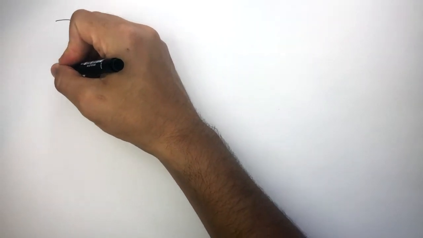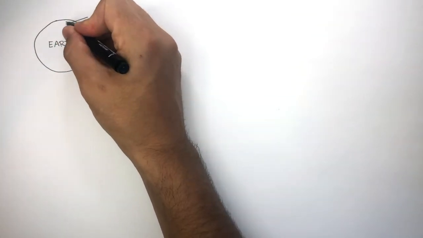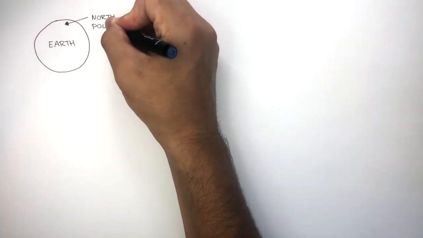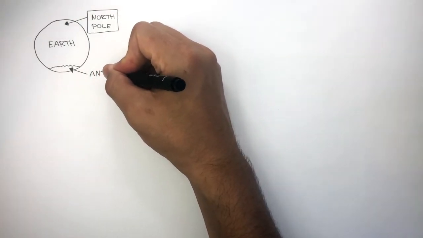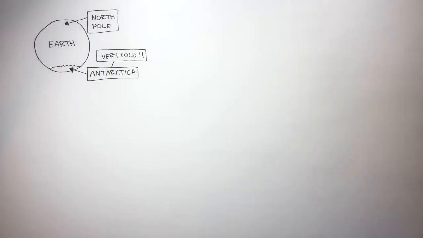Here is a simple diagram of Earth, and at the top of Earth we have the North Pole. At the bottom of Earth there is a continent called Antarctica, which is very cold and there is a lot of snow and ice. In this video, I'm going to explain how the ice in Antarctica can be used as supporting evidence for carbon dioxide causing climate change.